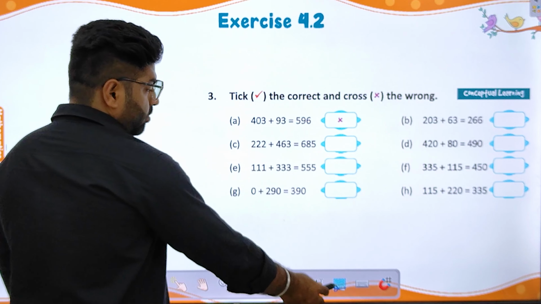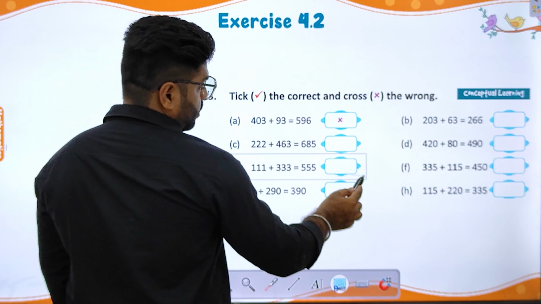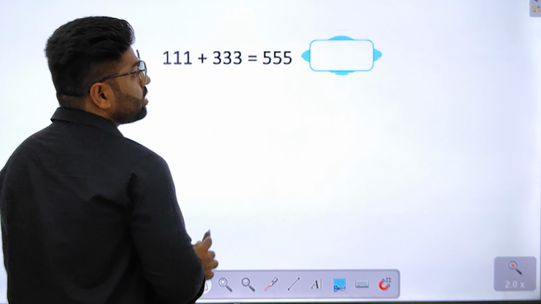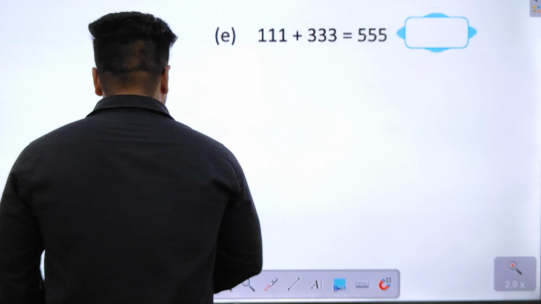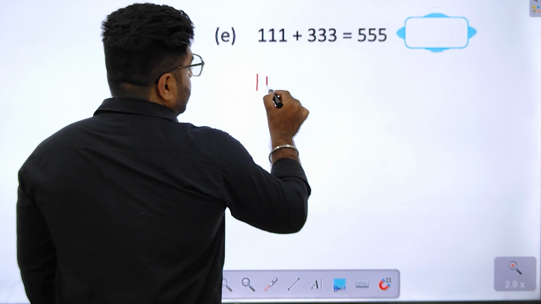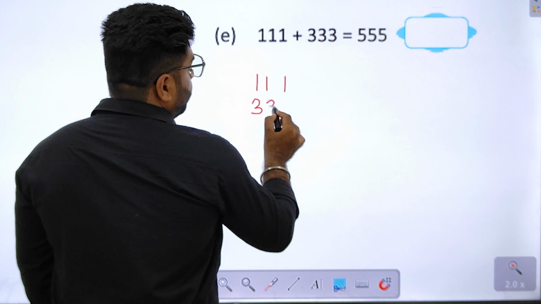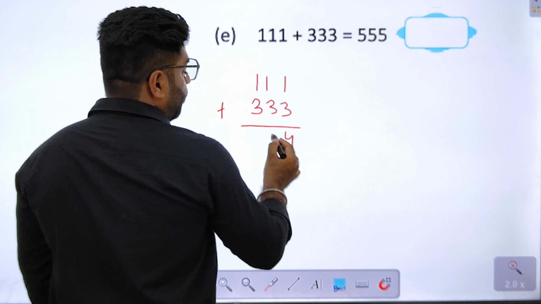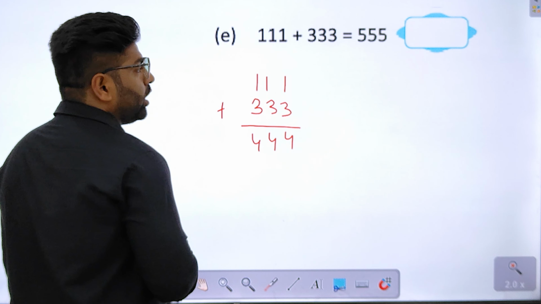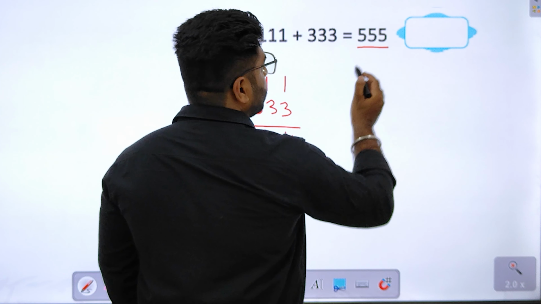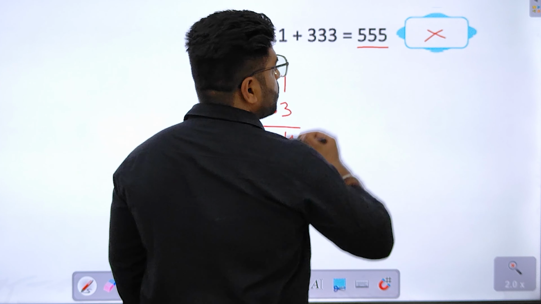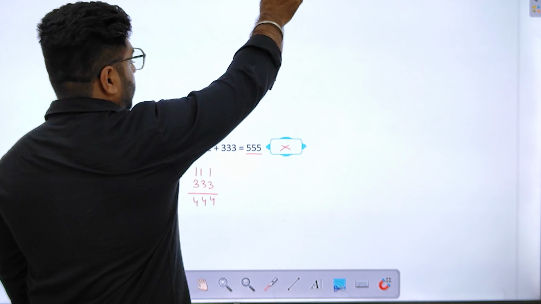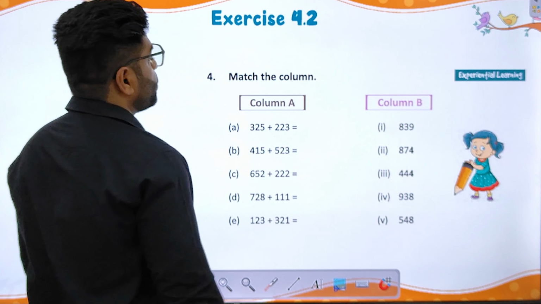After that we choose E part. Okay. So first we have to solve these numbers. First arrange these numbers 1, 3, 3, 3 and add them. We are having 4, 4, 4. This is 444. But here we have 555. So this answer is wrong. So we are going to put a cross sign here. Okay, now move to our next question, that is question number 4.